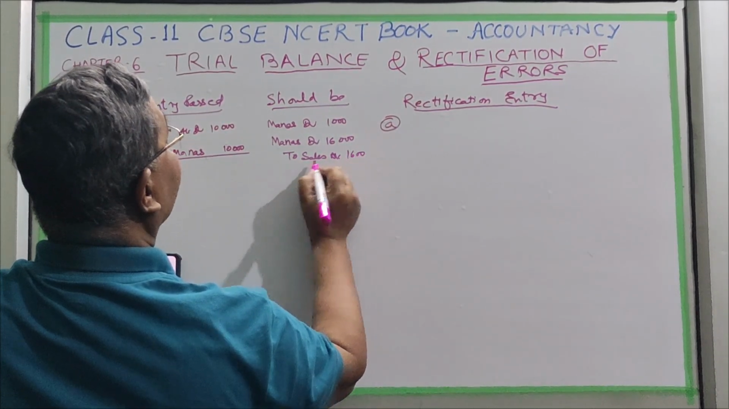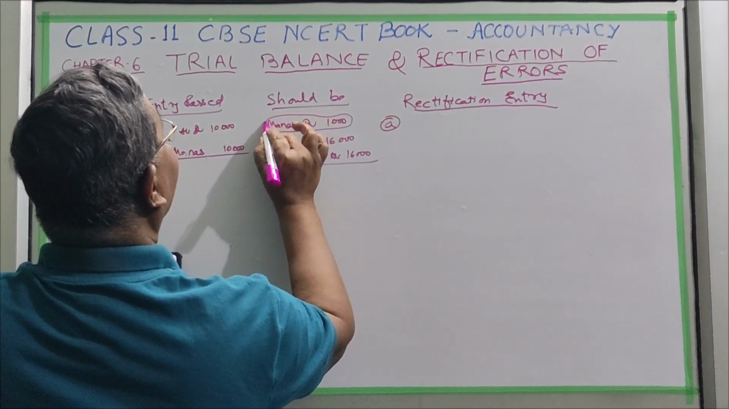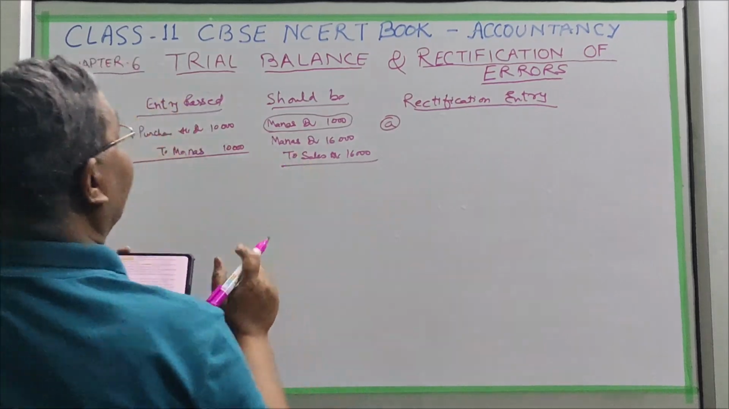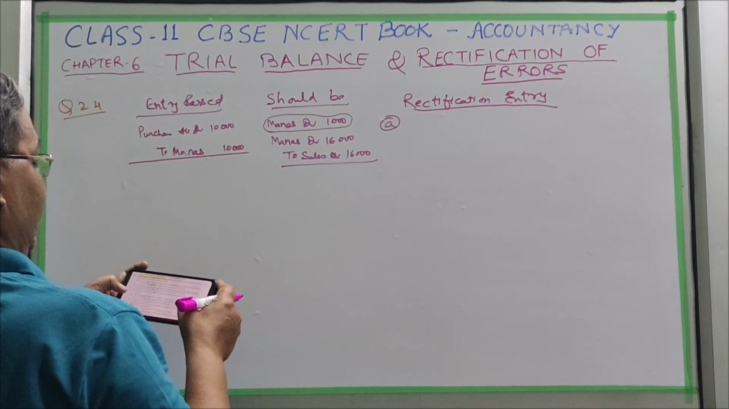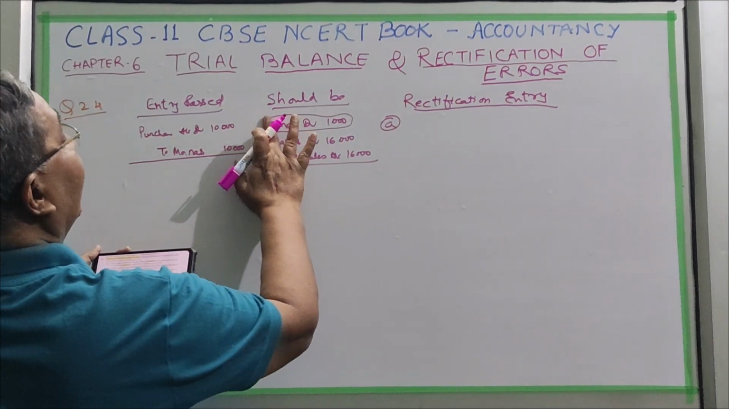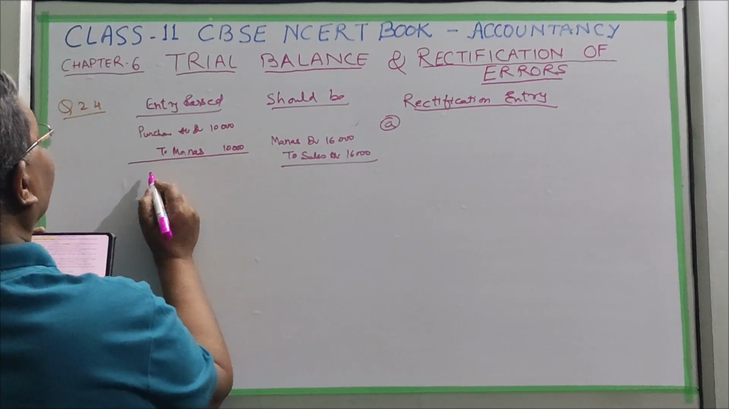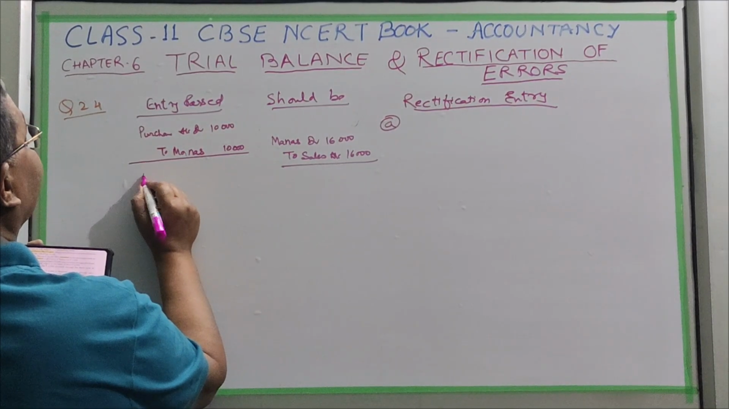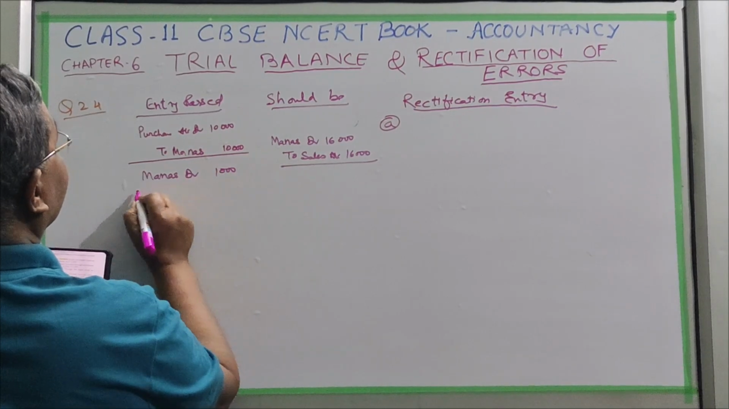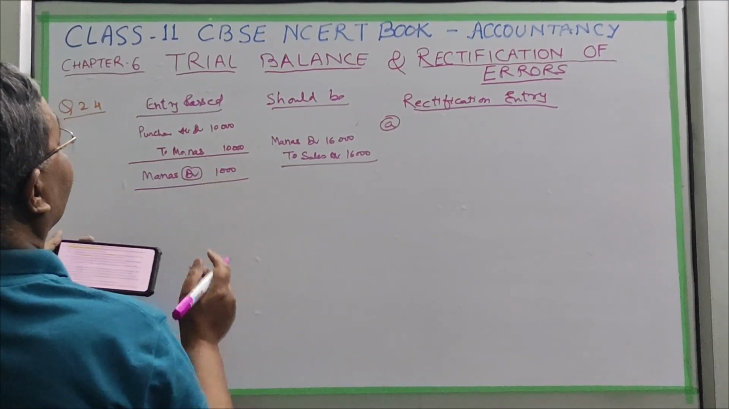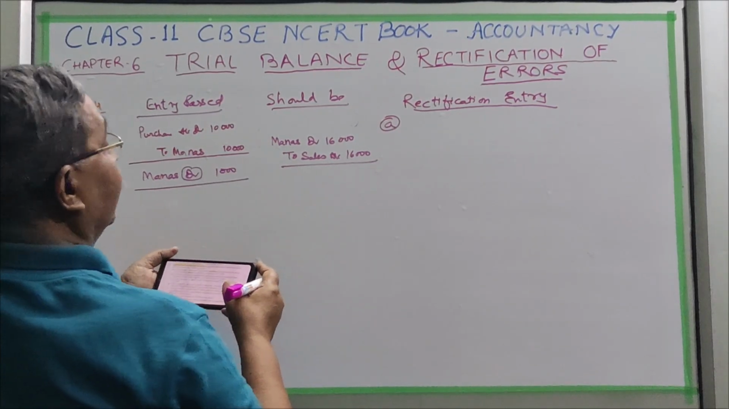This was also required. And this was what you have done. This was done and this was required. And debit to the, this was required. And what you have done, you have posted minus debit 1,000. This also you have done, minus debit 1,000. Now you have to make the correction entries.